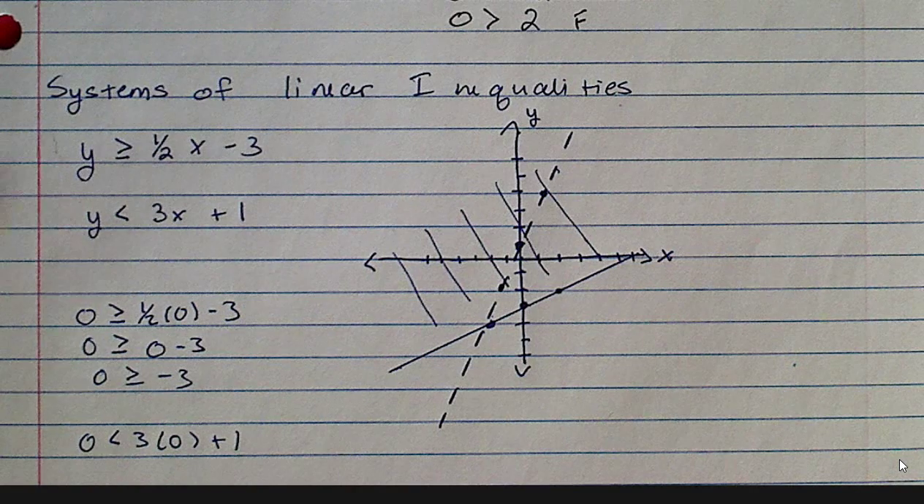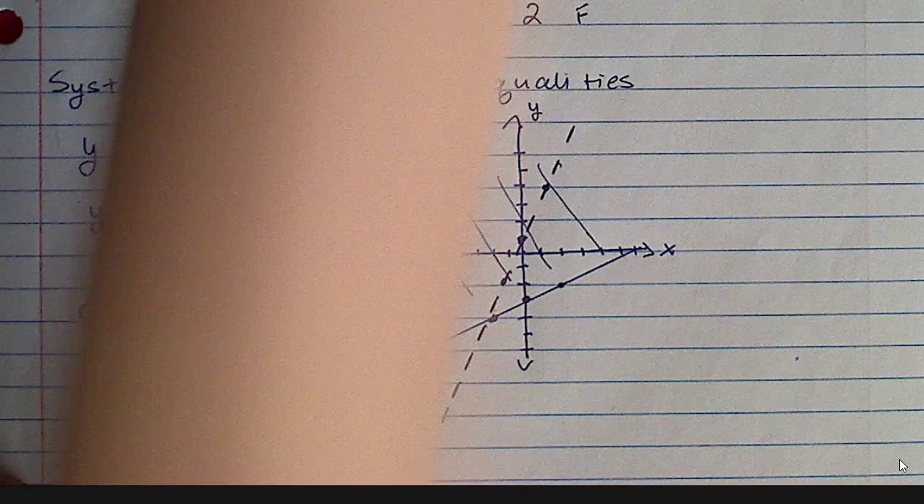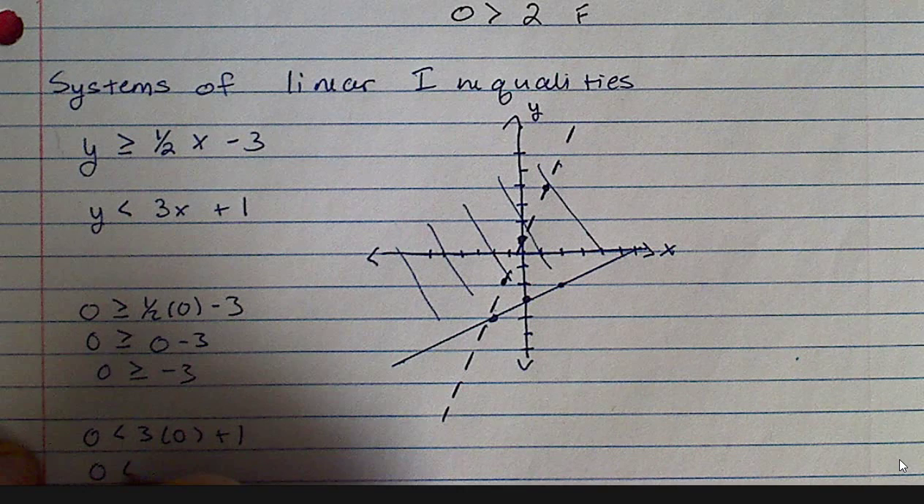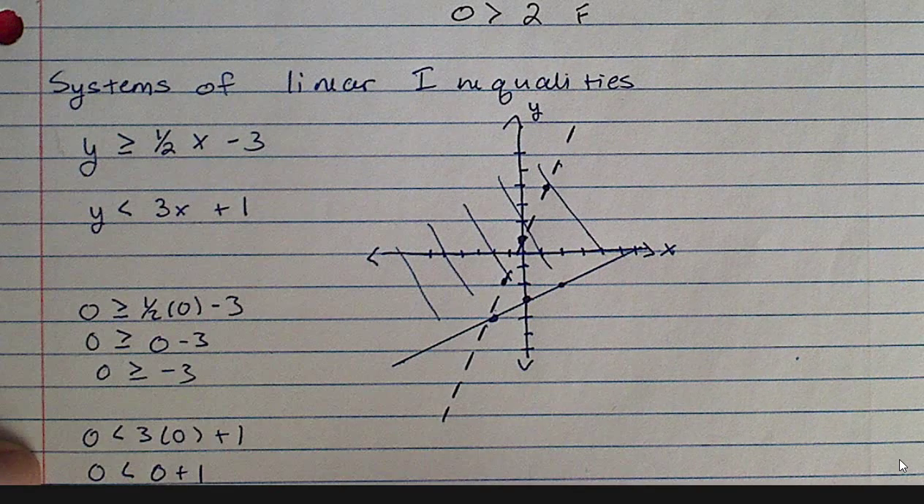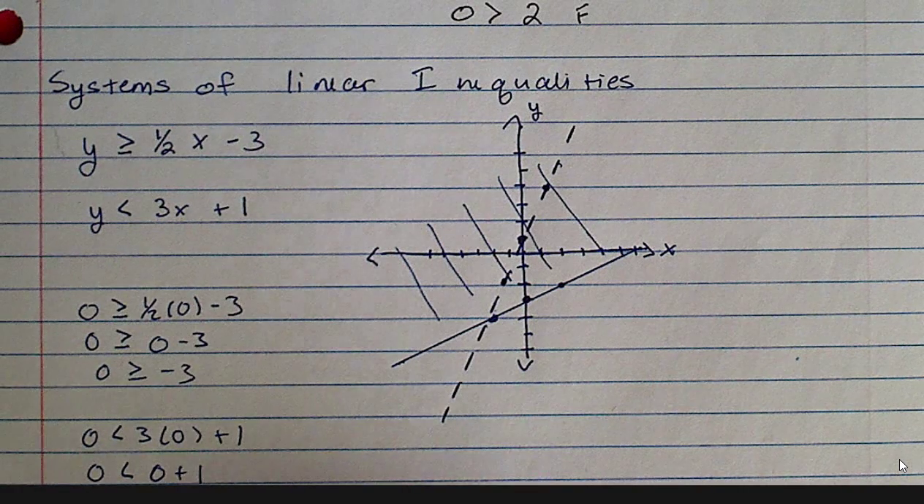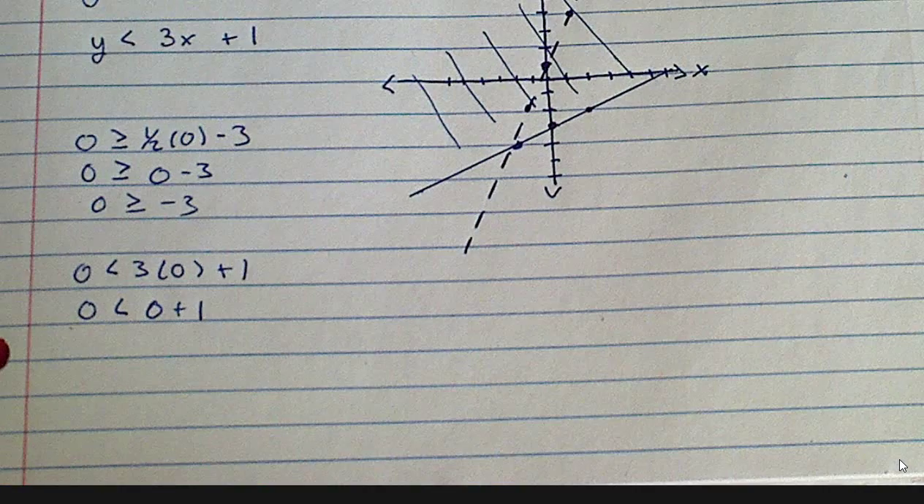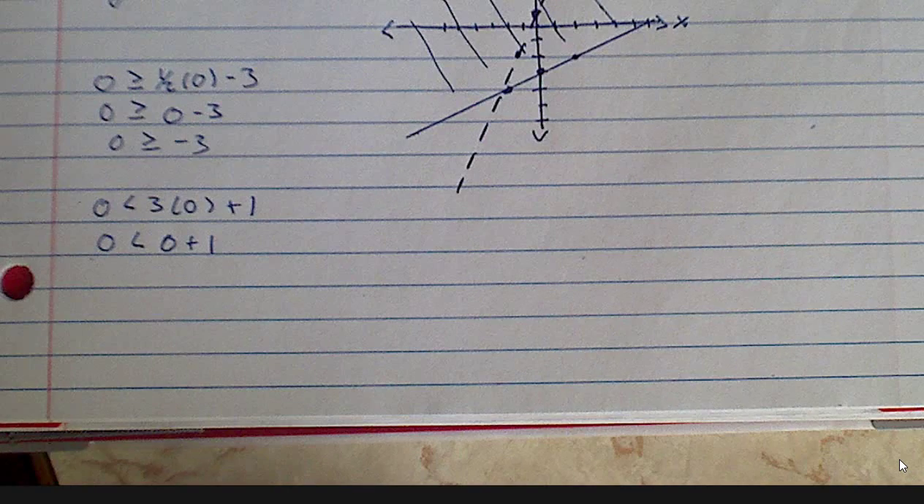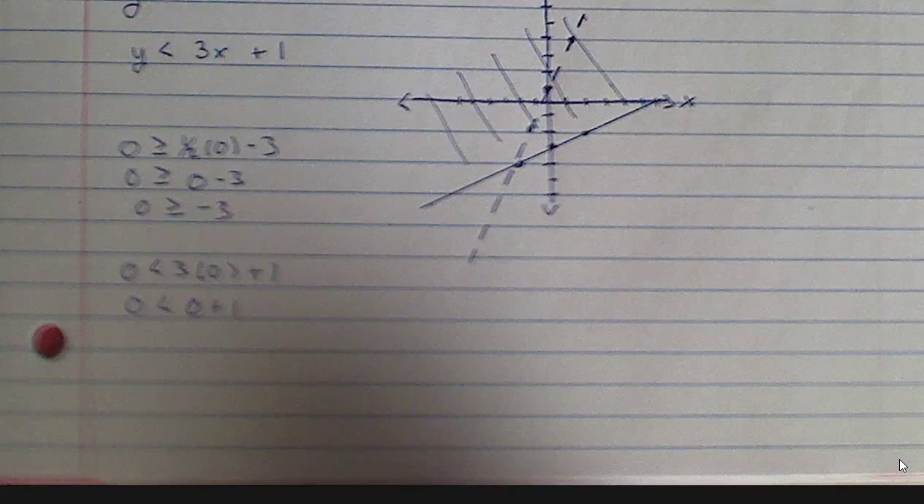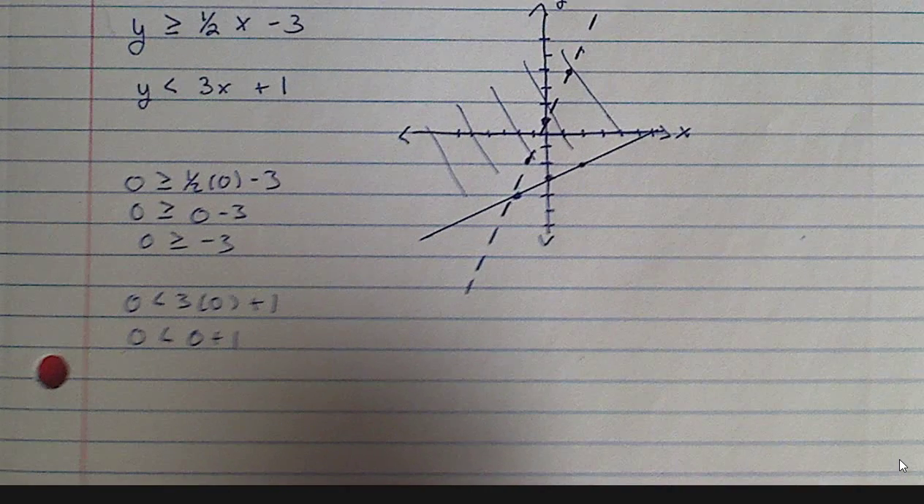3 times 0 is how much? 0. Okay. So 0 is less than 0 plus 1. And then 0 plus 1 is 1, and is 0 less than 1? So that means on this line here, move this so you guys can all see everything.